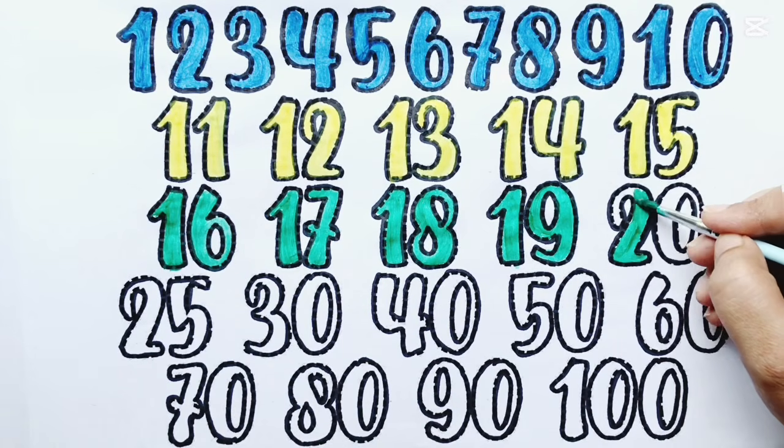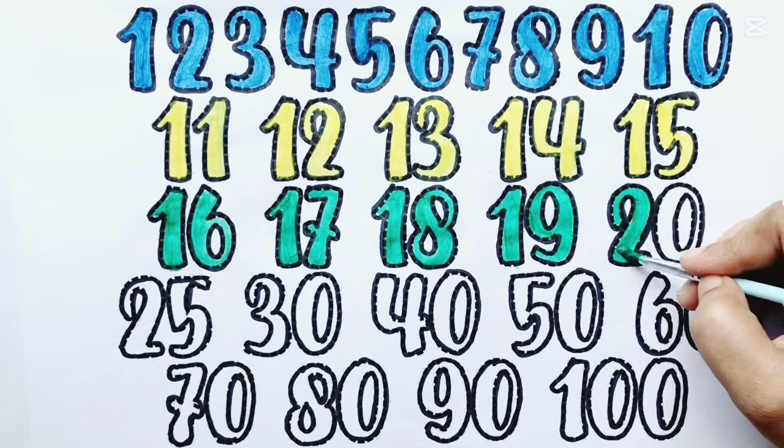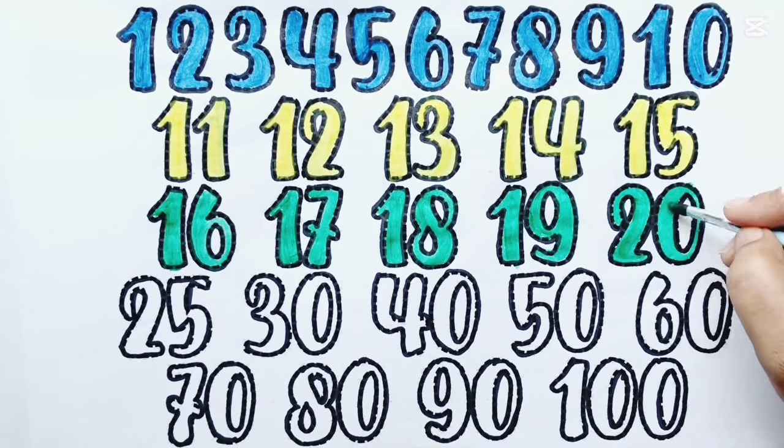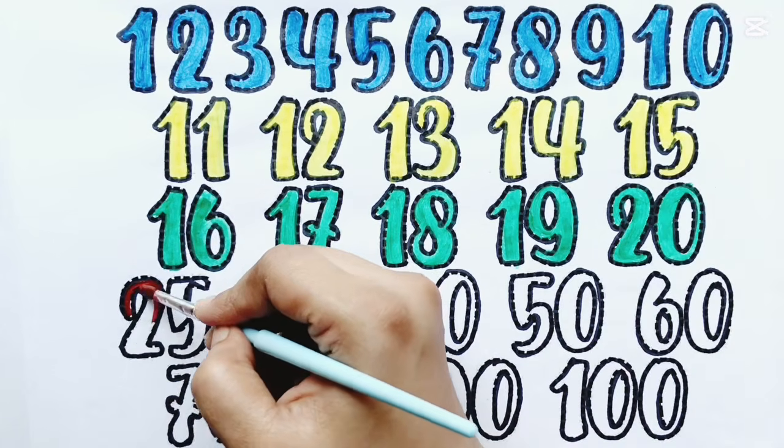And 20. Together, ABC, count the rhythm and 1, 2, 3. We're singing all together. Yeah, let's see a list of words that start with the letter A.